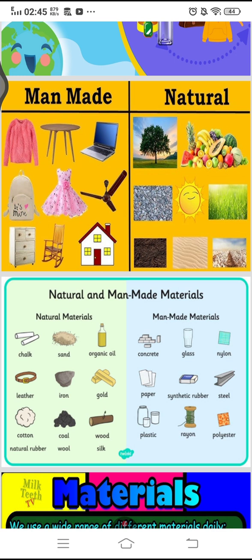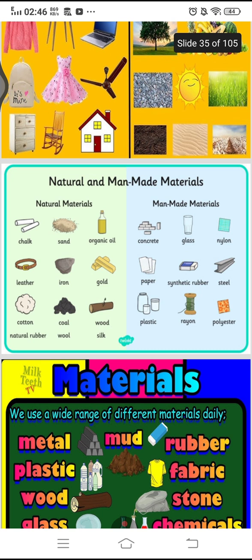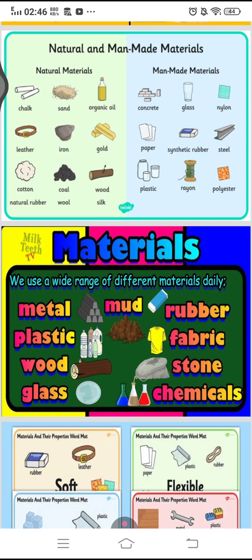For example, from the sand and the soil we make concrete, or with the help of metal. From the remains of petrol we make glass and nylon, and from the wood we make paper, and from the rubber plant we make synthetic rubber. From the metals we make steel. From iron with some other metal they make steel, and from petroleum we make plastic, and rayon and polyester are also made from natural material.